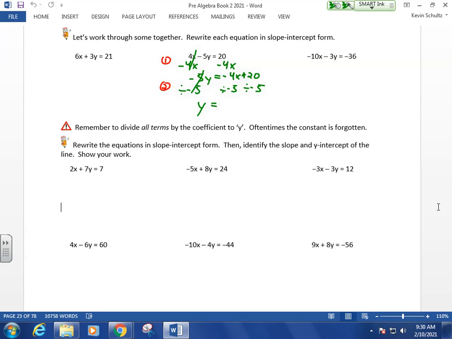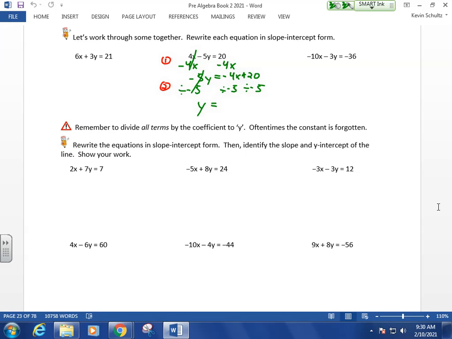Y is by itself. And on the right side here, before you take out your calculator to take negative 4 divided by 5, why don't we want a decimal? Which is what your calculator is going to give you if you take negative 4 divided by negative 5. But why don't we want a decimal here? Ifan?